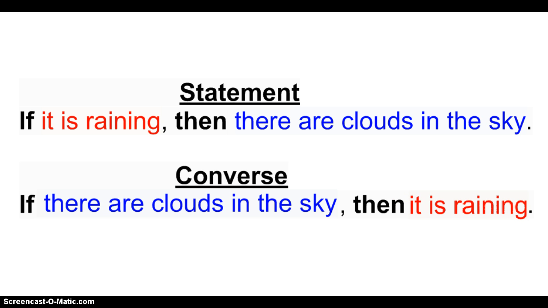So instead of my sentence saying, if it is raining, then there are clouds in the sky, it will now say, if there are clouds in the sky, then it is raining. And again, in a second, we're going to talk about truth value and what that means. Is it true both ways or not? So right now, all you have to know is a conditional statement is if-then, and the converse switches them. And I know they both begin with C, so they can be a little tricky, but you have to know the difference between a conditional and its converse.